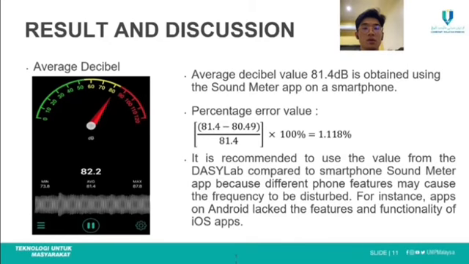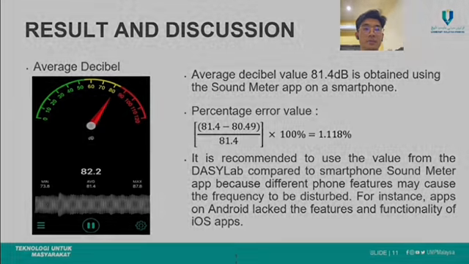Based on the average decibel value of 81.4 dB obtained using the sound meter app on a smartphone, and the decibel value we get from DasyLab, we calculate the percentage error and get a result of 1.118%. It is recommended to use the value from DasyLab compared to the smartphone sound meter app because different phone features may cause the frequency to be disturbed. For instance, apps on Android lack the features and functionality of iOS apps.